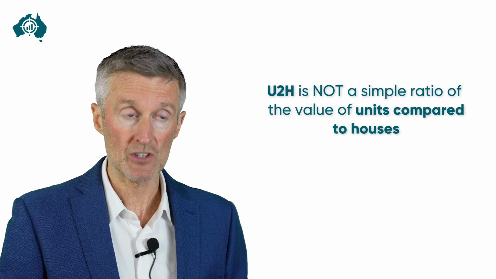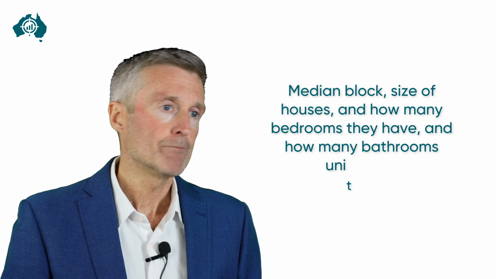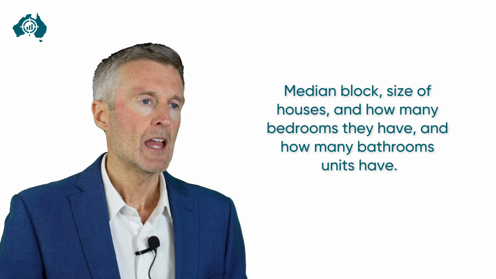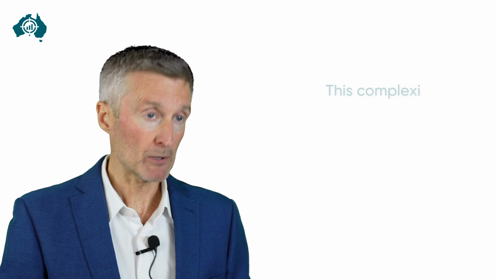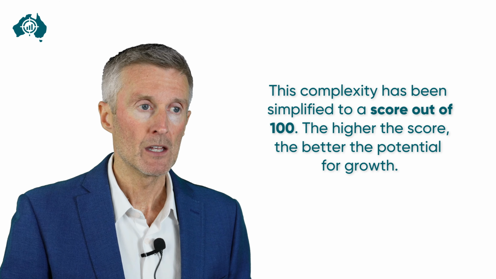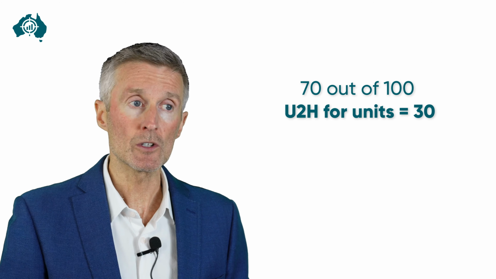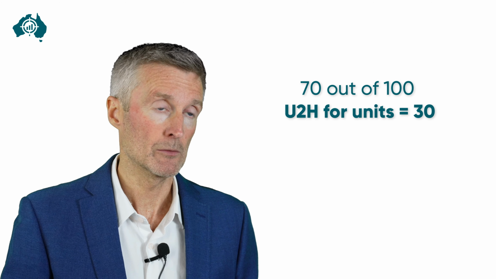Now the U2H is not a simple ratio of the value of units compared to houses. The typical features of houses and units are taken into consideration, like the median block size of houses or how many bedrooms they have, how many bathrooms units have, for example. And that complexity has been simplified to a score out of 100. The higher the score, the better the potential for growth. So maybe for this first case, the U2H for houses would be 70 out of 100. Now, if that was true, then the U2H for units would be 30 out of 100.